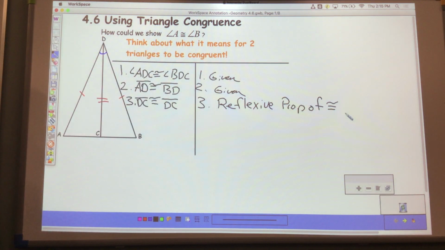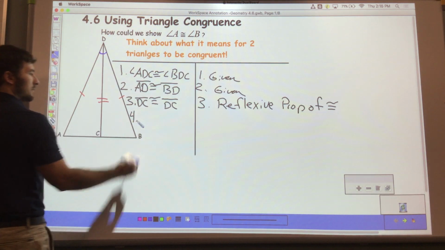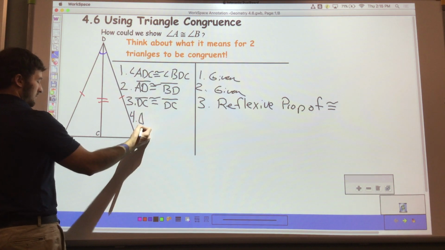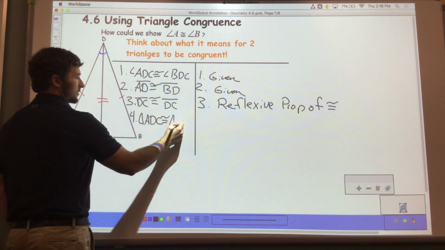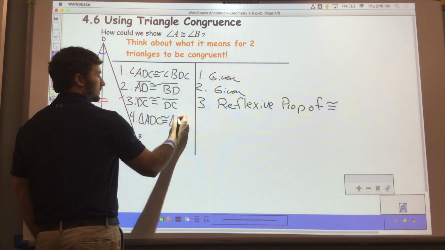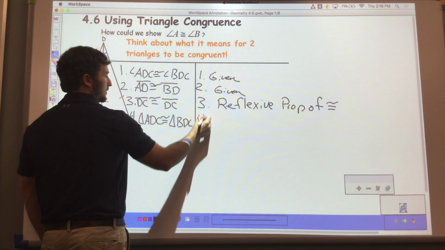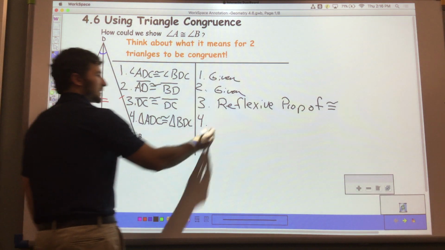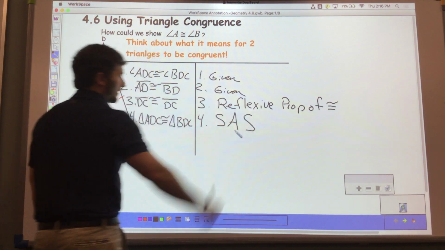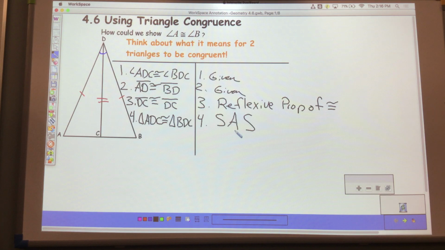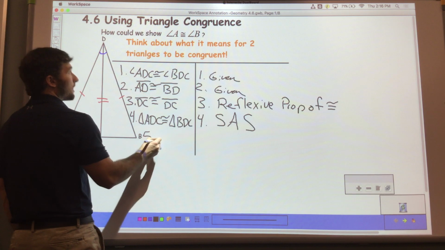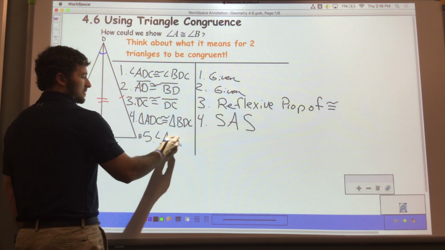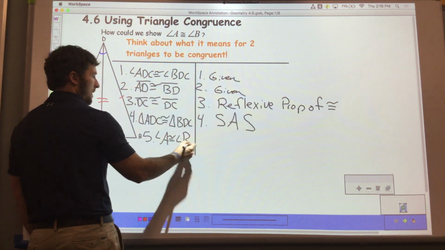Well, now we have congruent triangles because we have a side, an angle, and a side for both of them. So step 4 is going to be triangle ADC is congruent to triangle BDC. And again, that was side, angle, side. So that's what we've been doing so far, showing triangles are congruent. Well, because these triangles are congruent, that means that angle A is congruent to angle B.